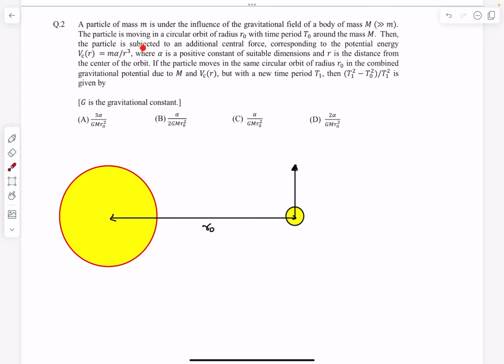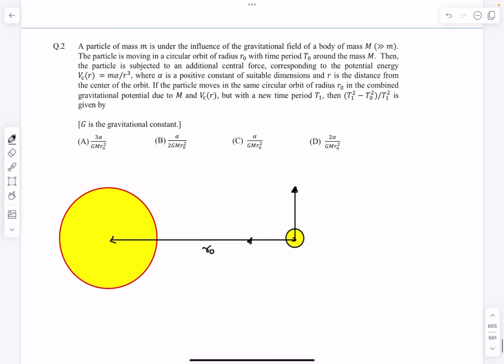Now it's given that the particle is subjected to an additional central force corresponding to the potential energy of m alpha divided by r cube. Alpha is a positive constant. If the particle moves in the same circular orbit of radius r0 in the combined gravitational potential due to capital M and Vc, then we have to find the new time period t1.